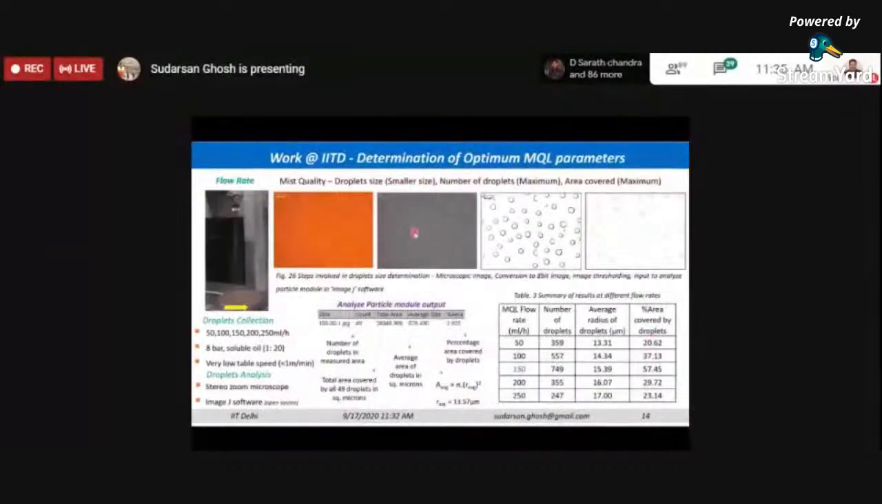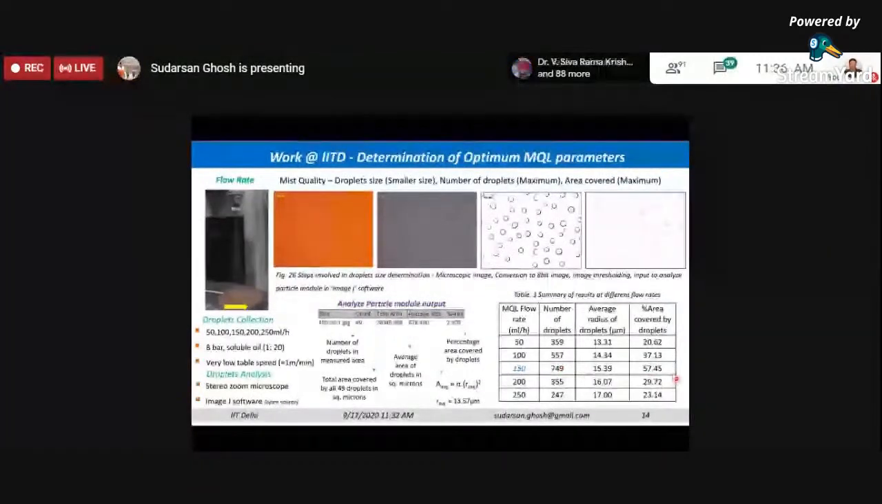Now these are the images of the particles, showing the manner in which they are distributed and their shape. The shape is important because we want the shapes to be uniform, and also uniformly distributed. After the analysis, it was found that at this particular flow rate of 150 milliliter, we get a good amount of droplets, and the percentage of area covered by the droplets is also very high. So for the series of experiments which we conducted, we kept this as our optimal parameter for the MQL process.